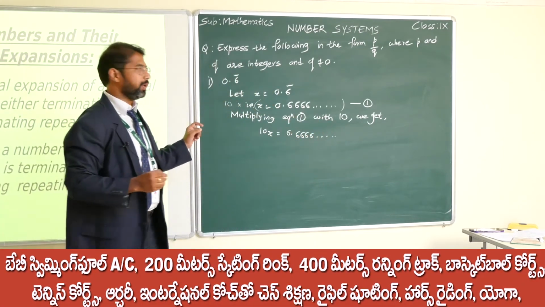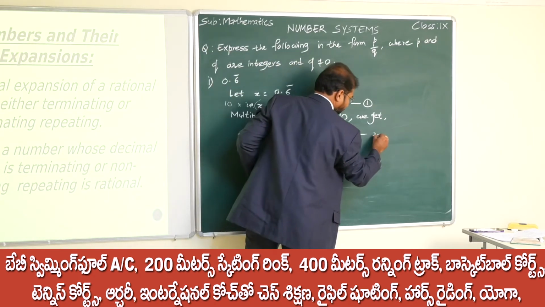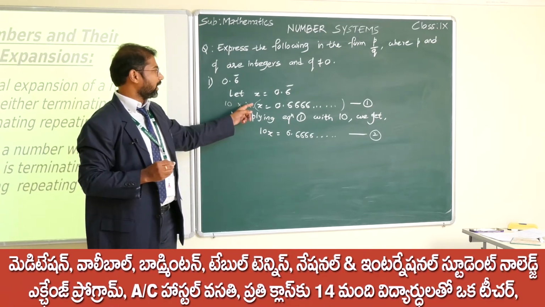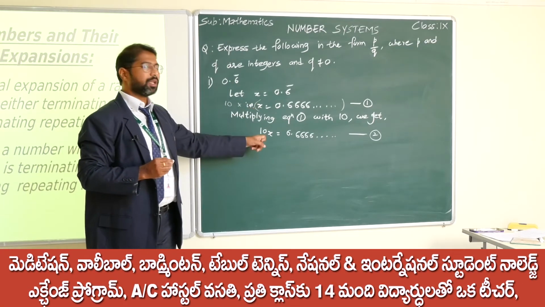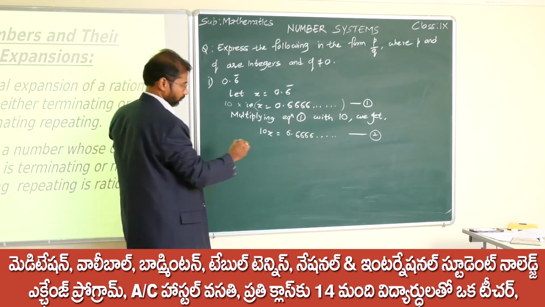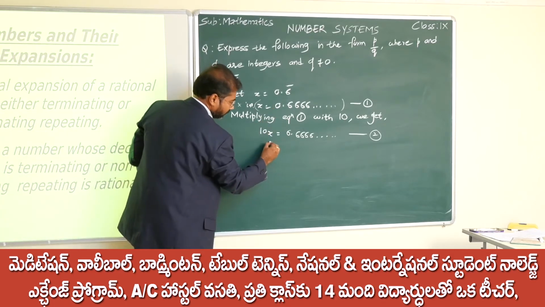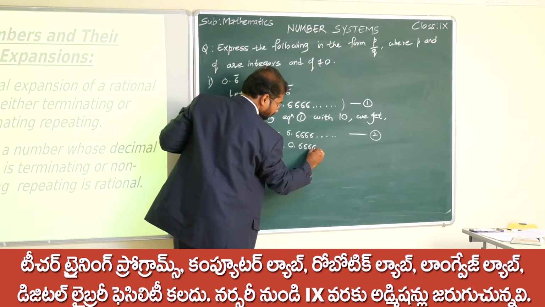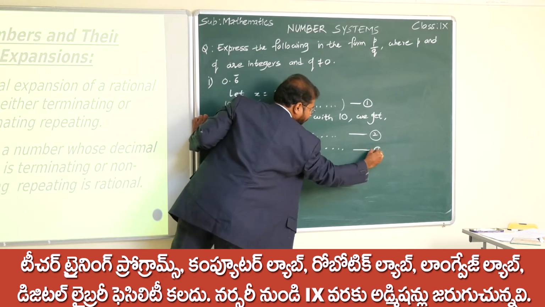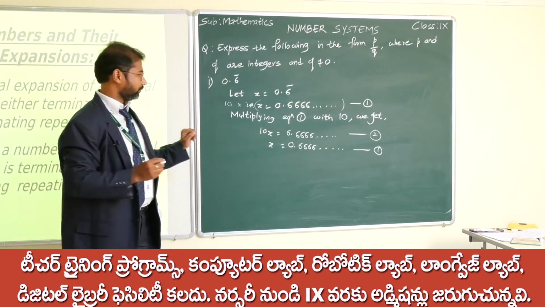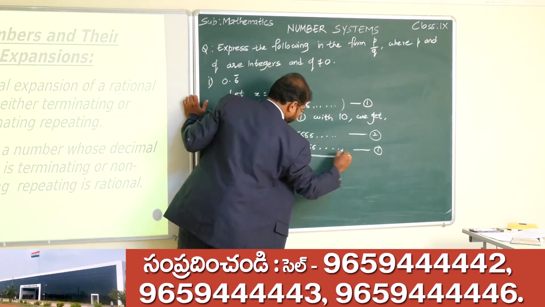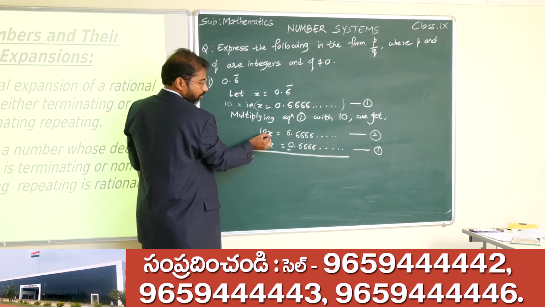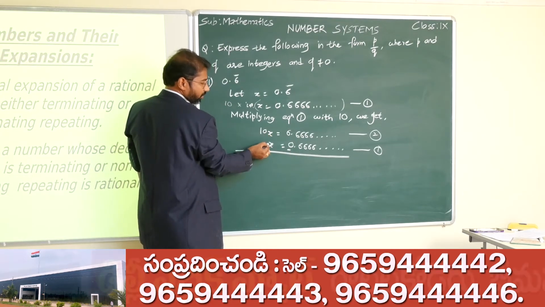Now this is your equation 2. Call it as equation 2. Now what I have to do is I will subtract equation 1 from equation 2. Now subtract equation 1. x is equal to 0.666... This is your equation 1. Subtract them. Here the numerical coefficient of x is 10. Here the numerical coefficient of x is 1.